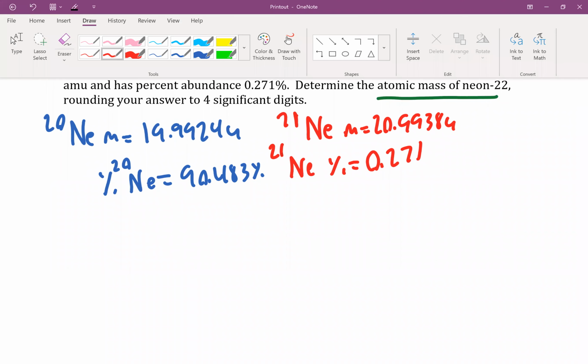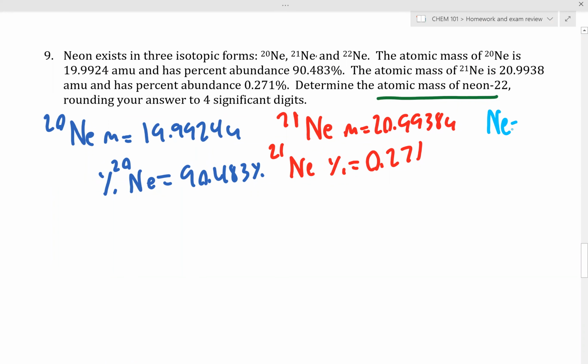Finally, do we know the mass of neon 22? No. So I'm going to write this as just a question mark. Can I figure out the percentage of neon 22? If all of these percentages need to add up to 100, can I figure out the percentage of neon 22?